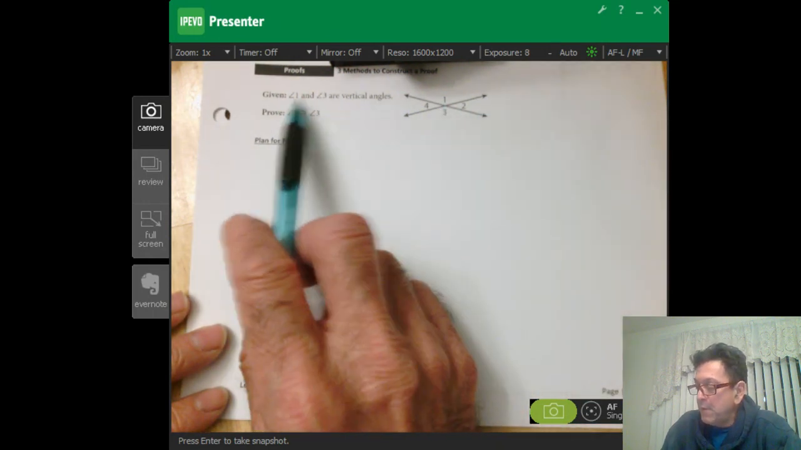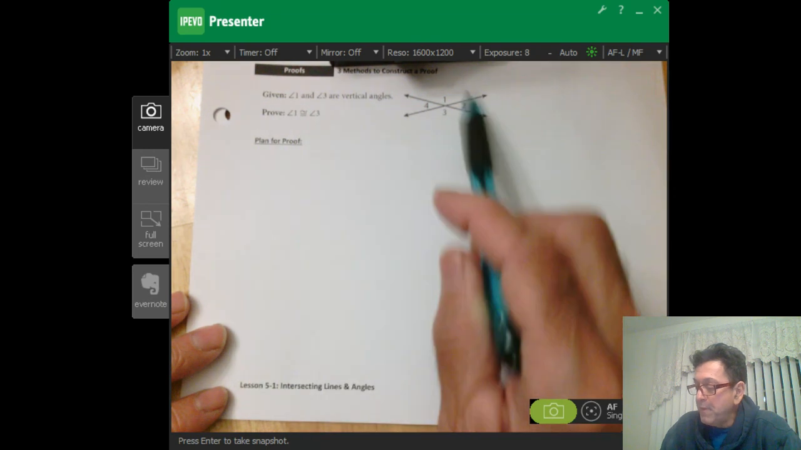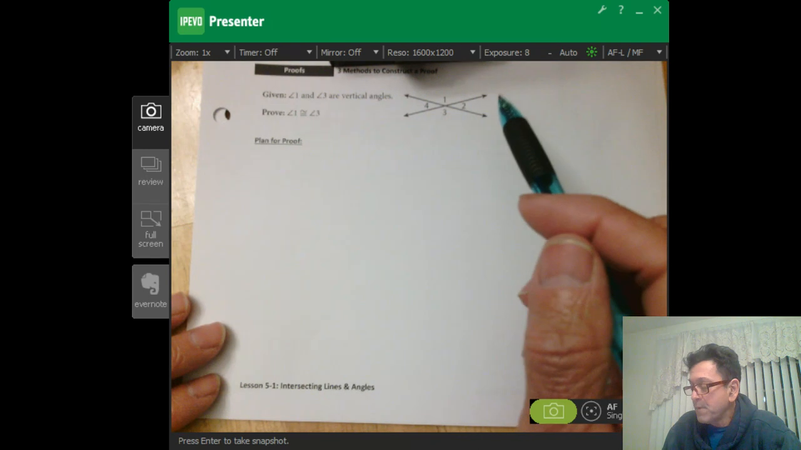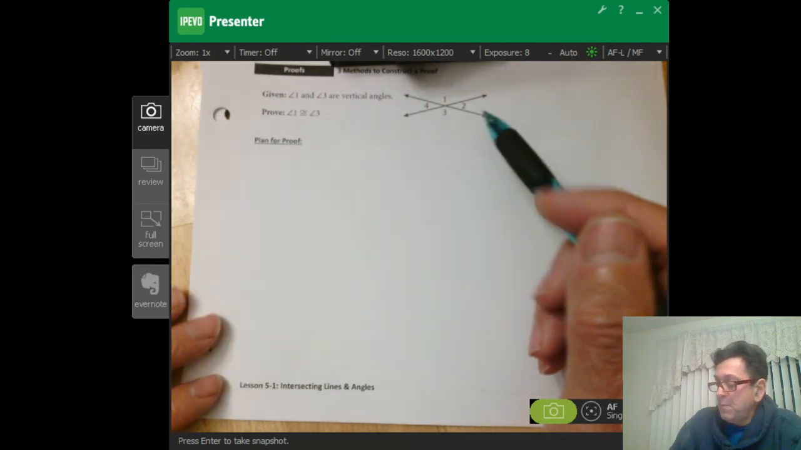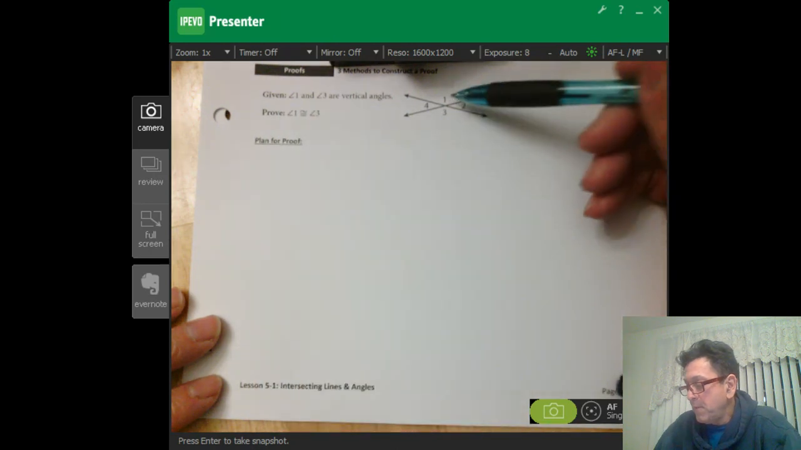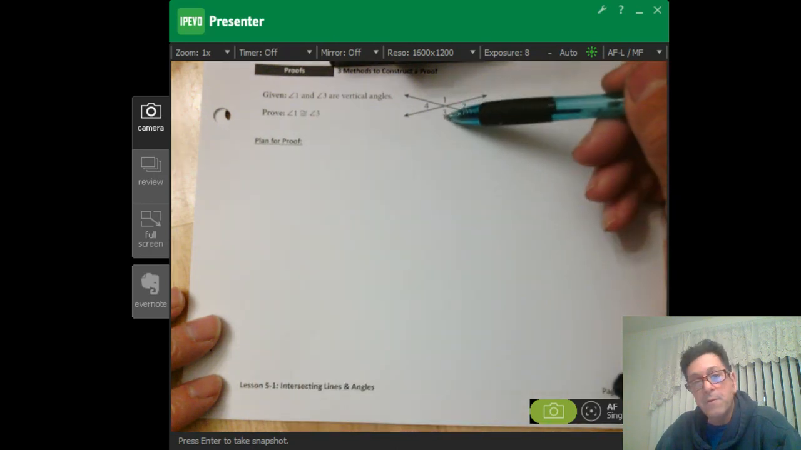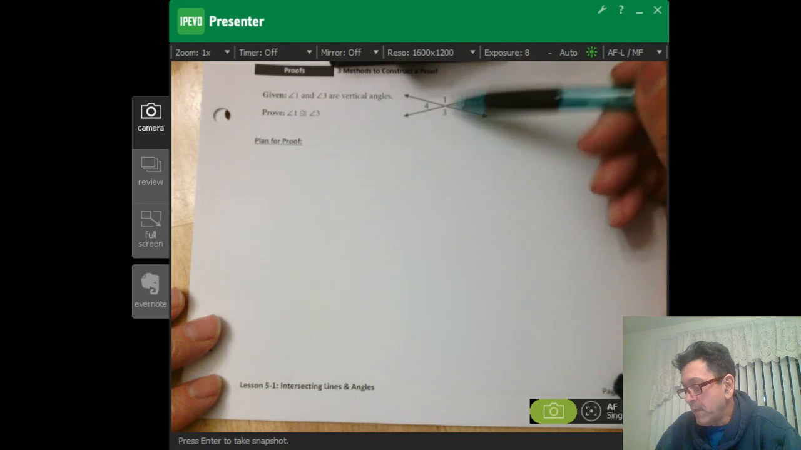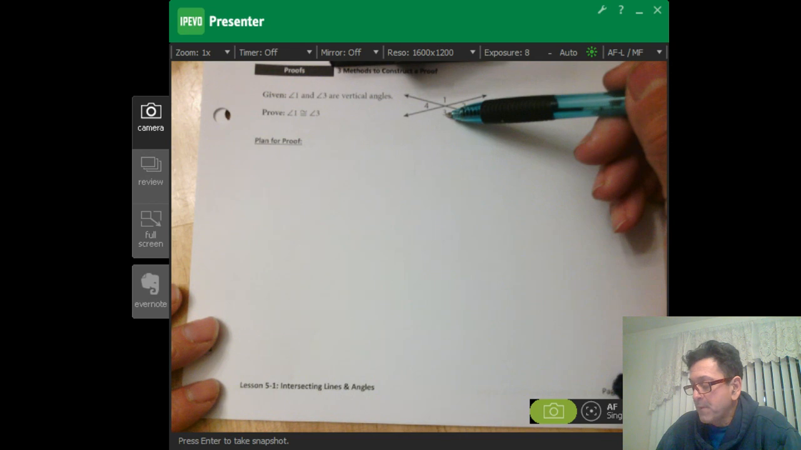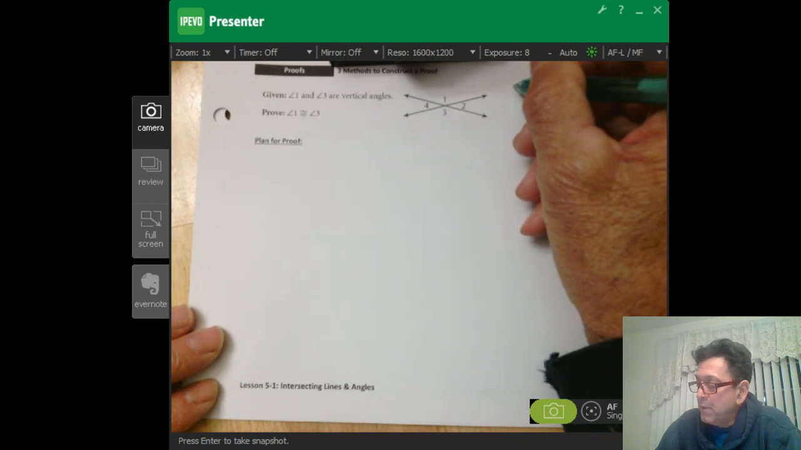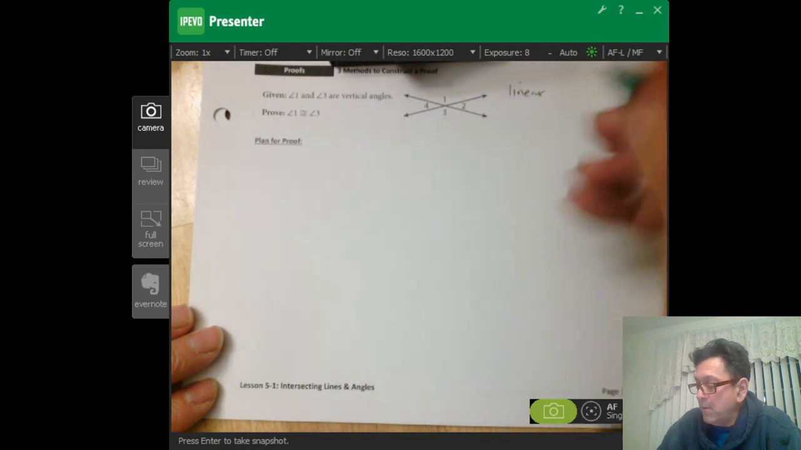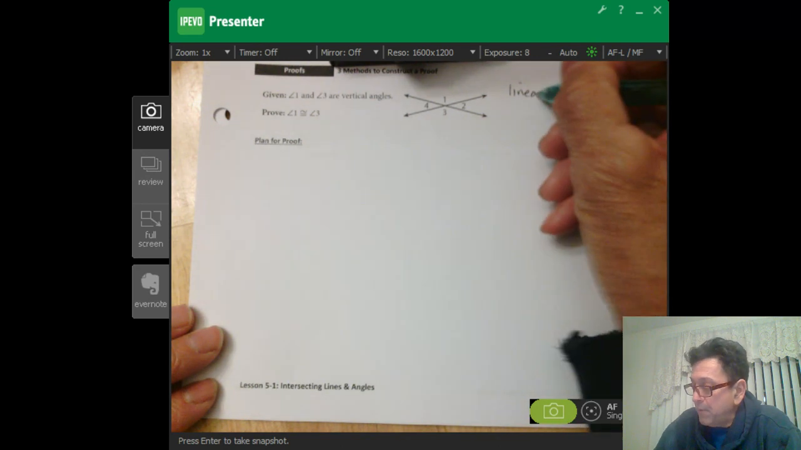Now, sometimes the information in the words is information that you can figure out from the picture if you know certain definitions and theorems. And sometimes it's not. But in this case, they're telling us that angle 1 and angle 3 are vertical angles. It's the angles that are straight across from each other. Now, we already know that from the vertical angles theorem, but we're going to pretend that we don't know that theorem. So the only thing we do know is the linear pair theorem. So we know what linear pairs are, and we know what the theorem says.